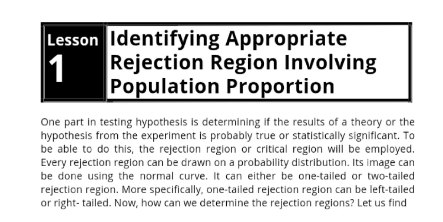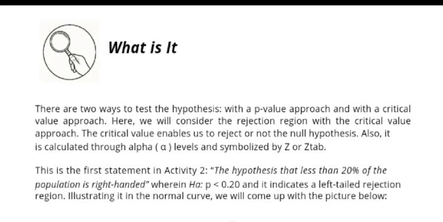Every rejection region can be drawn on a probability distribution. Its image can be done using a normal curve. It can either be a one-tailed or two-tailed rejection region. More specifically, a one-tailed rejection region can be left-tailed or right-tailed. Now, how can we determine the rejection regions? Let us find out.